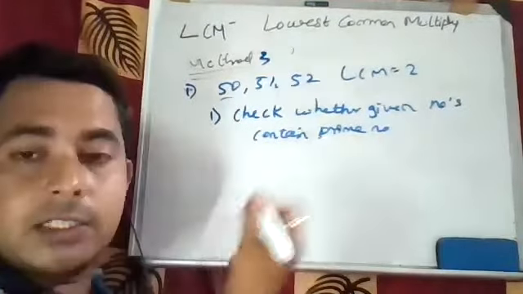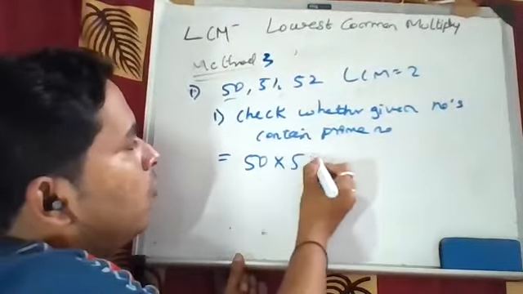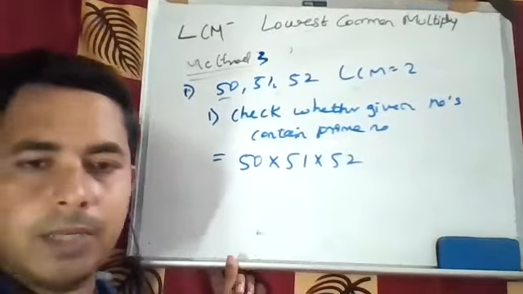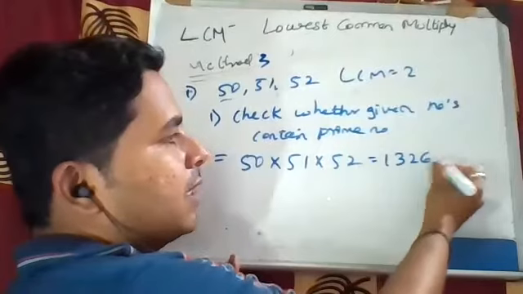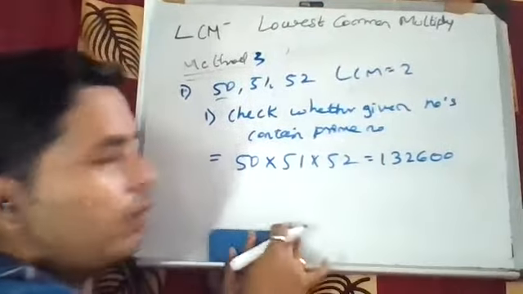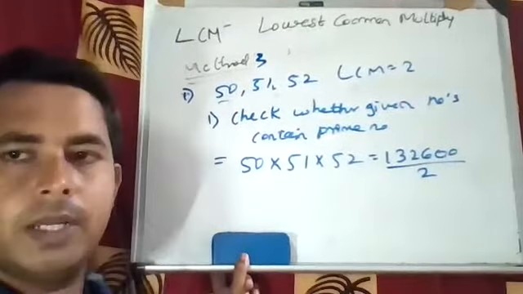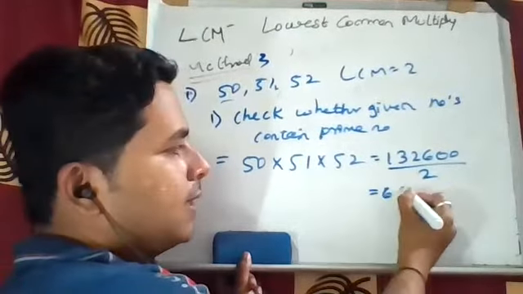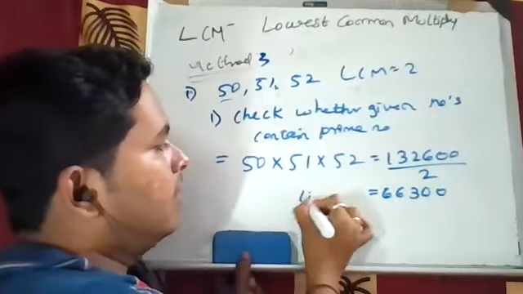सो दिस इज द नेक्स्ट मेथड, थर्ड मेथड. जस्ट मल्टीप्लाई दिस थ्रू 50, 51, 52. ओके, सो इनको मल्टीप्लाई किया तो मुझे क्या आएगा आंसर, 132,600 आएगा. ओके, सो इसको क्या करना है, divide by 2. So you get an answer that is 66300. So this is the LCM.